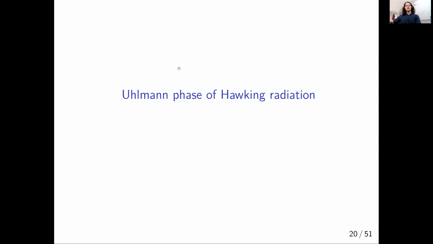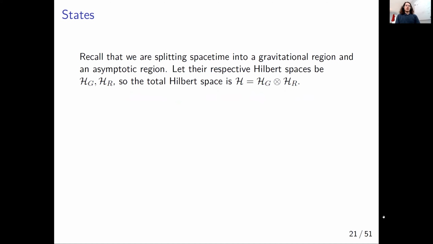I'm going to talk about how to compute the Uhlmann phase for states of Hawking radiation. I don't have time to go into every single detail here, but I'll try to give you an overall flavor for how the argument works. As I mentioned previously, in the setup, we're splitting spacetime into a gravitational and an asymptotic region. And we'll assume that the total Hilbert space factorizes into Hilbert spaces for those two regions.